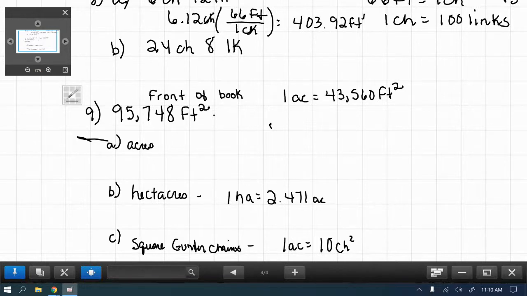Okay, so the second one, if you would have put in 24, this needs to be 0.8. You need that placeholder of 8 links, because 8 divided by 100 is 0.08. What did you get for that one? 1589.28.